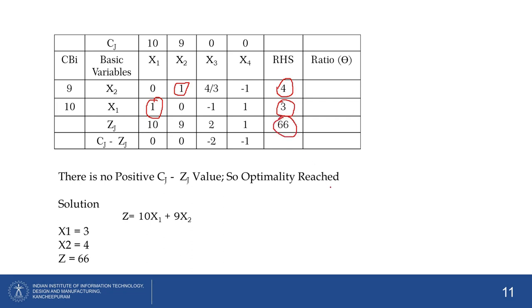Right? So substitute in the problem 10x1 plus 9x2. Right? What is Zj? Dot product: 9 into 4 plus 10 into 3, 66. So 36 plus 30 is 66.